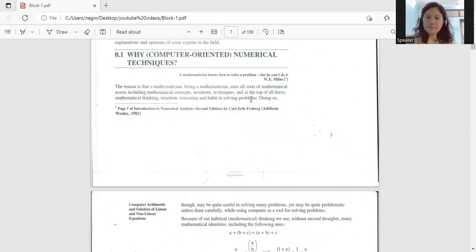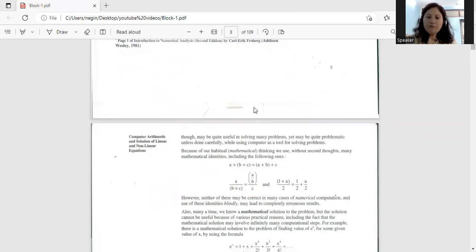The reason is that mathematicians use all sorts of mathematical assets, including mathematical concepts, notation, and techniques, and at the top of all these, mathematical thinking, intuition, reasoning, and habit in solving problems. Doing so may be quite useful in solving many problems, yet may be quite problematic unless done carefully while using a computer as a tool for solving the problem.